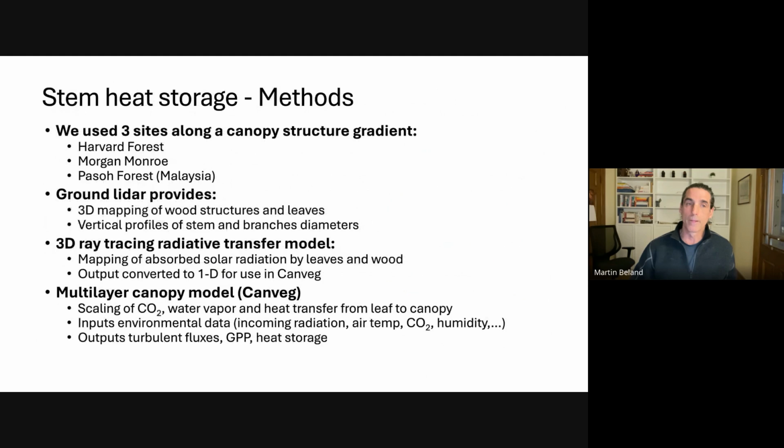And then we need some kind of modeling approach to calculate the heat storage. So what we did here is use these three sites, which have different canopy structures vertically. We have ground LiDAR data for each of them. Then we use the 3D radiative transfer model that uses ray tracing to calculate the absorbed energy by the leaves and the wood in 3D space. And from there, we use the multi-layer canopy model, which is a modified version of the CanVeg model, modified to consider the heat interception by the stems.